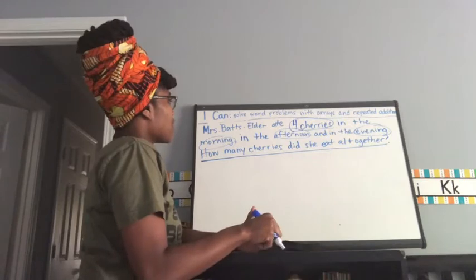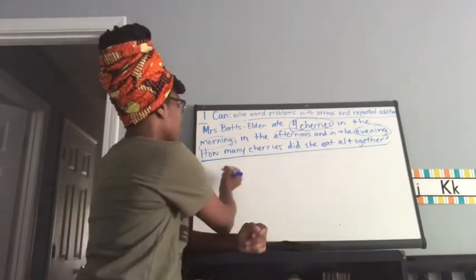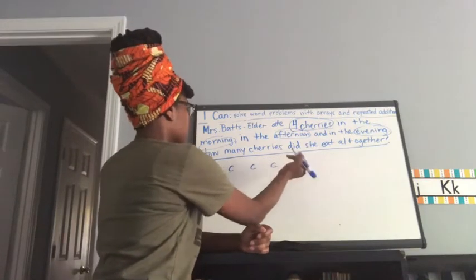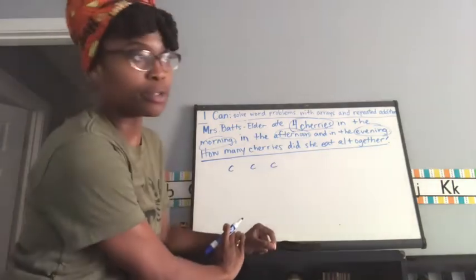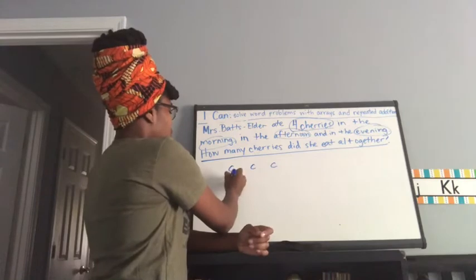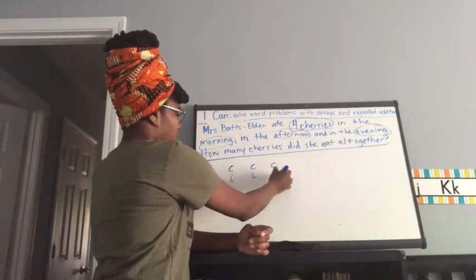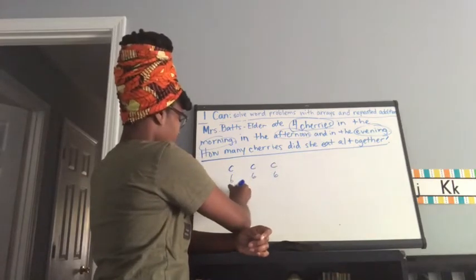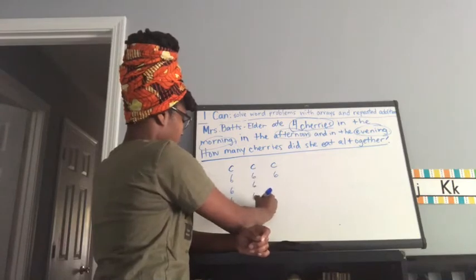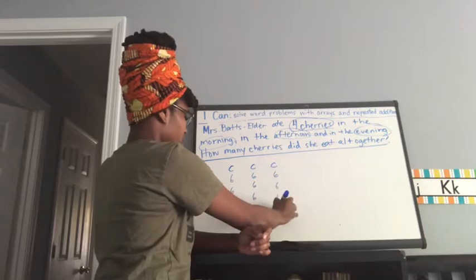If we know that she ate 4 cherries 3 times during the day, we can use 3 columns to represent our 3 equal groups. That was 3 times a day that she ate 4 cherries. So let's put 4 cherries. That's my cherry. Might look like a number 6. That's fine. 1, 2, 3, 4. 1, 2, 3, 4. 1, 2, 3, 4.